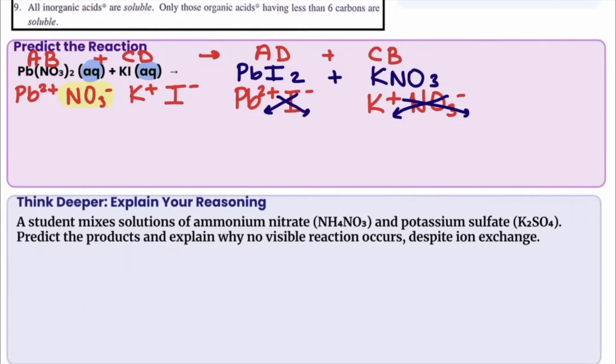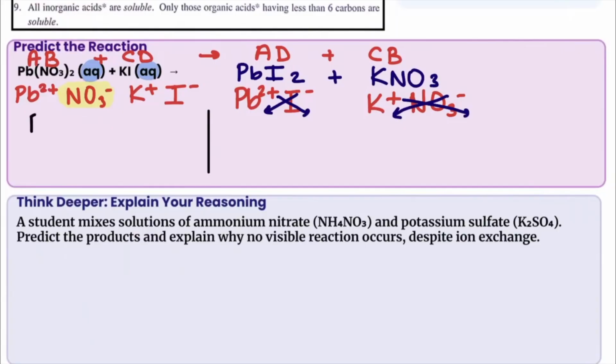But if you prefer to split the polyatomic, so the nitrate in this case, into N and O, and then count the atoms separately like that, go for it. That's all on you. I just prefer to do a little bit less math. So here we go. Now, going ahead and balancing, let's count our atoms first.